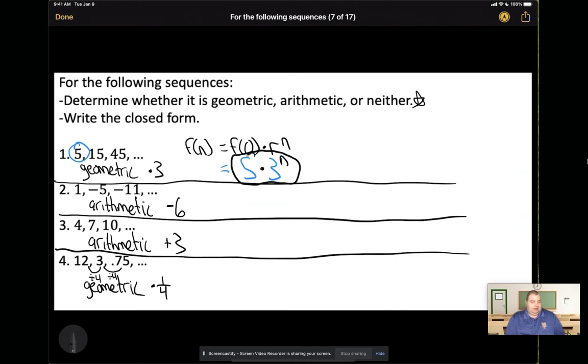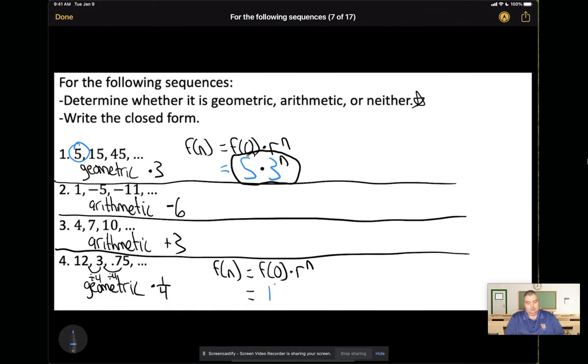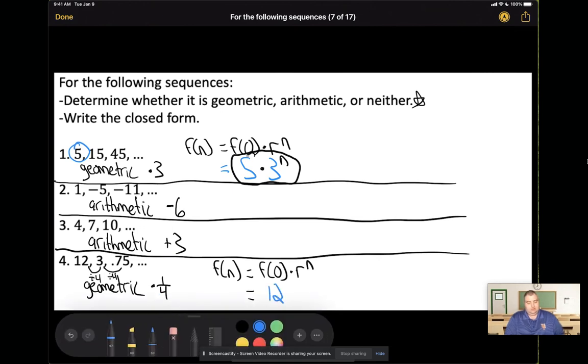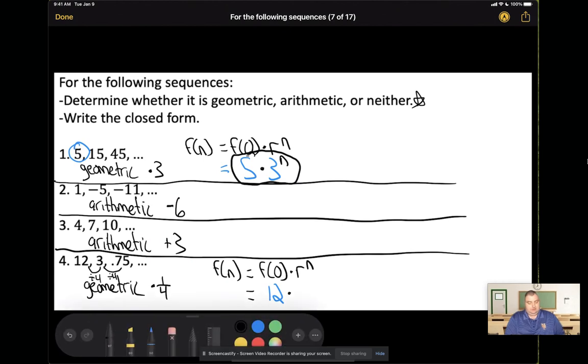I'm going to jump down and do number 4 since that's the other geometric one. So I'm going to, again, rewrite the formula. f of n equals f of 0 times r to the power of n. So f of 0, the starting term, what's my starting term here? 12. And then r is your common ratio.